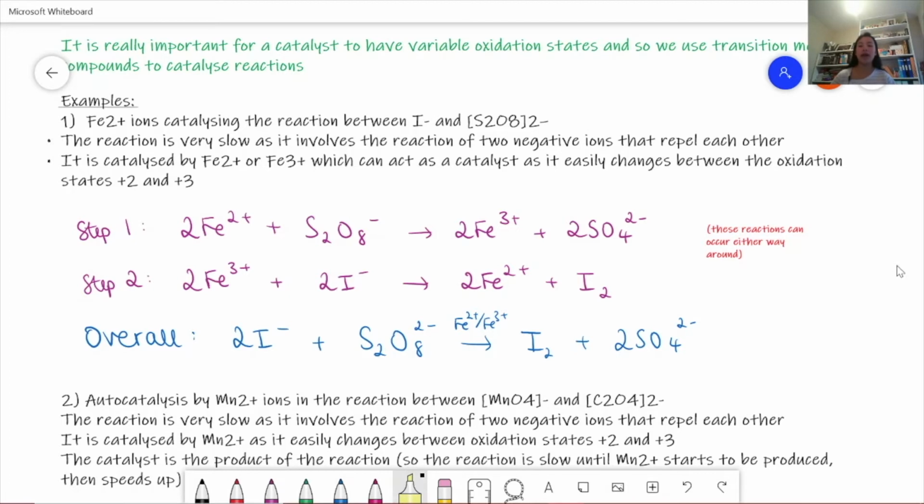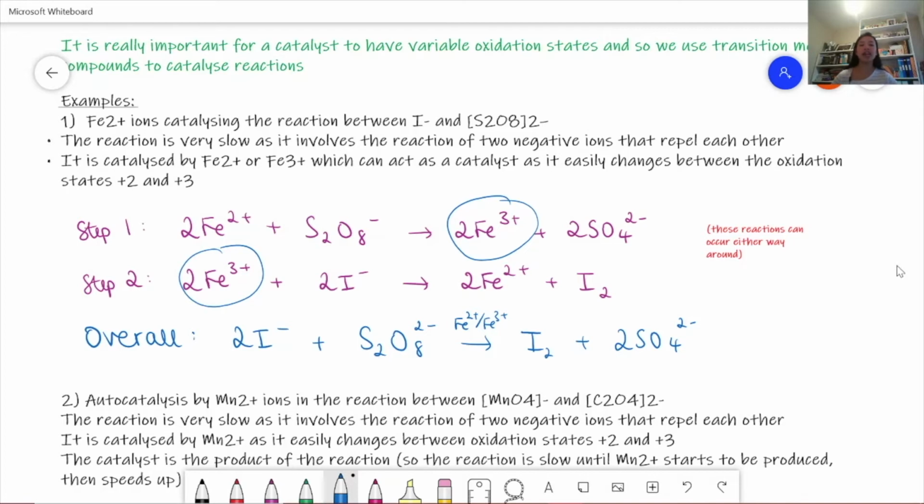So in the first step, Fe2+ reacts with the peroxodisulfate ion to form Fe3+ and sulfate ions. And then in a second step, the intermediate, which is this Fe3+, reacts with the iodide to reform Fe2+ and iodine. And so overall we get the reaction of an iodide reacting with peroxodisulfate to form iodine and sulfate ions.